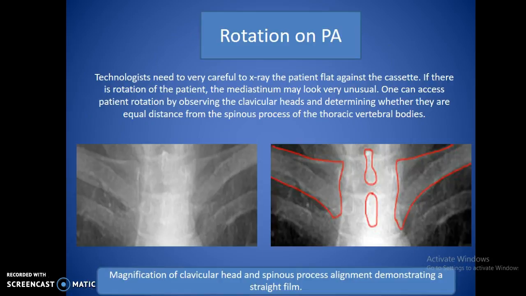Rotation. We're going to look for rotation with the medial ends of the clavicles that are outlined here in the spinous process. So basically we want this space here to be equal to this space over here. If it's not, then they probably have some type of rotation. Whether it's acceptable or not will be dependent on what you're looking for.